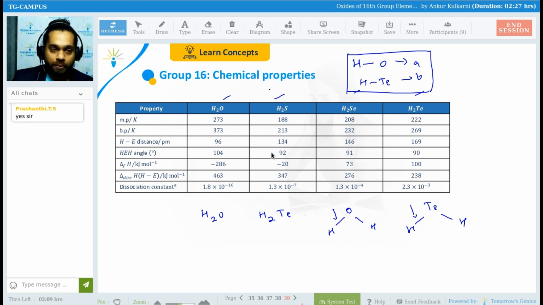Sajna says HO. Come on, Prashanti. Everyone, I want your input. Come on, think about it. Use logic. Okay, there is a logic behind it.